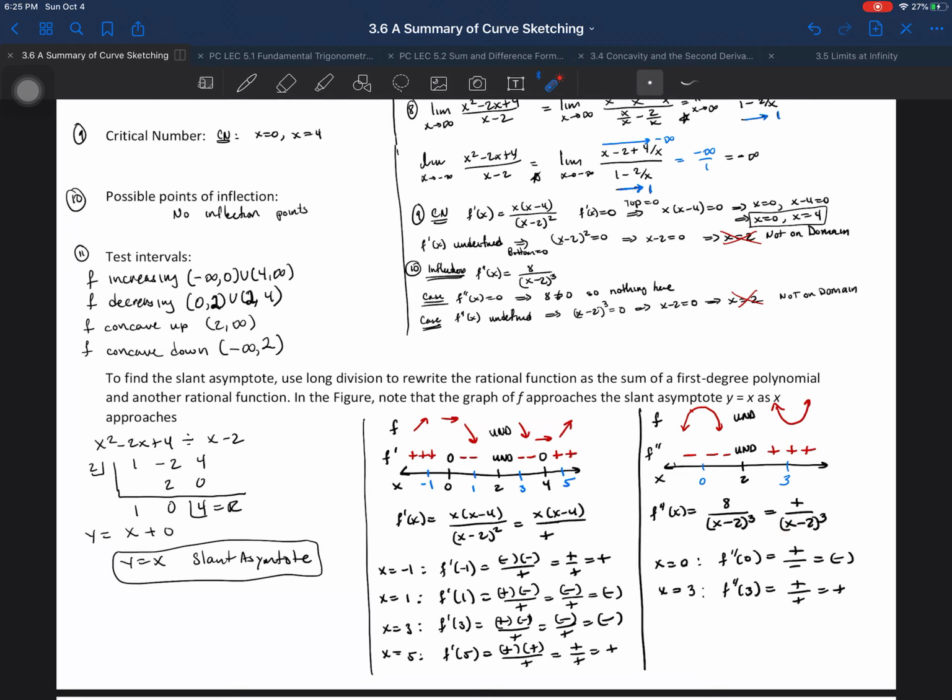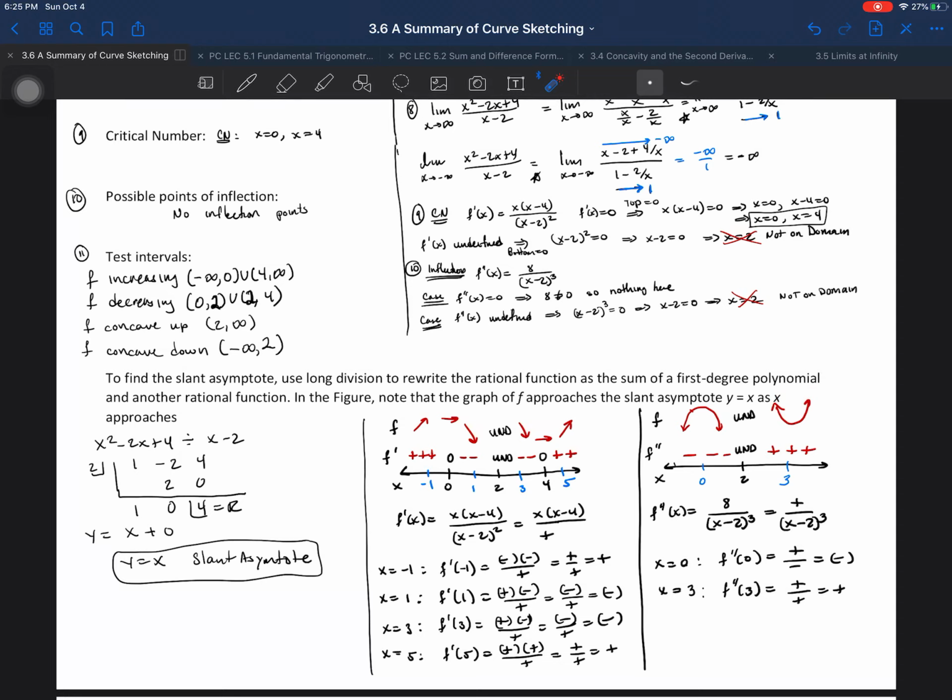When x equals 3, we're going to have positive over positive. So positive over positive is positive. So we have negative, negative, positive, positive. For f, that means that we're going to have concave down, and for this part, we're going to have concave up. Remember that what we said here is that if you have negative, negative, that would be a sad face. When you have a positive second derivative, that would be a happy face. So it looks like that. All right, so there you go.